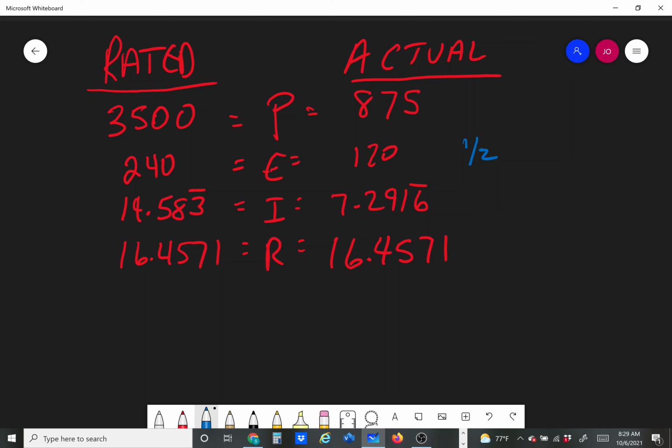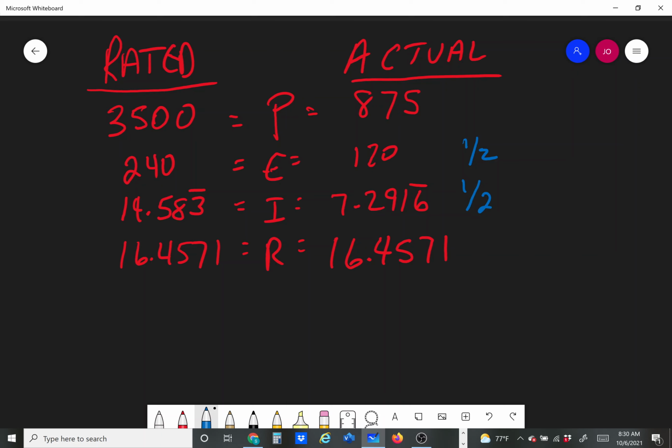And as we know, the manufacturer gave us a certain amount of resistance. So if we look at our current flows, we can see that our current flows changed also. So if I take my 7.2916, and I divide that by my 14.583 and hit equal, I will see that that is also 1/2.